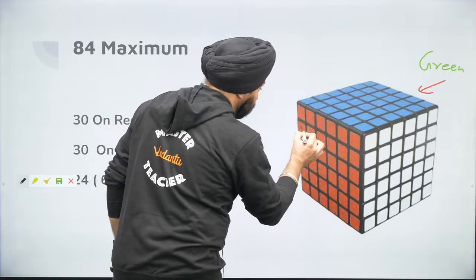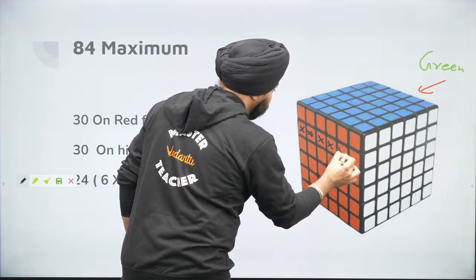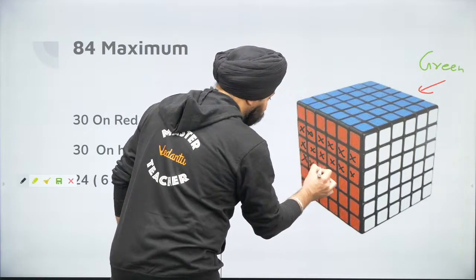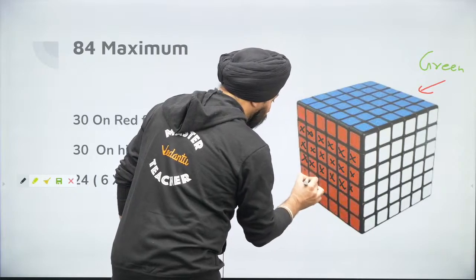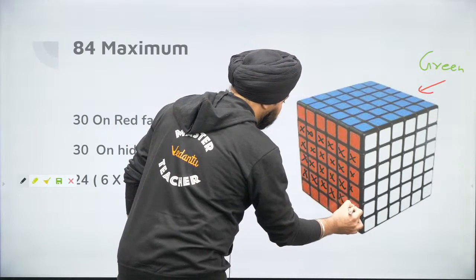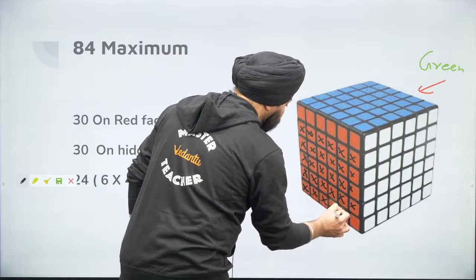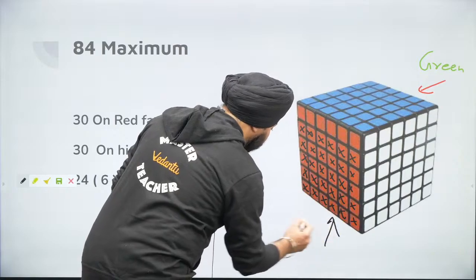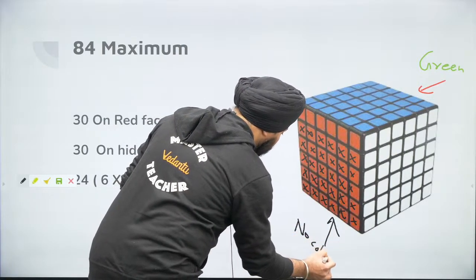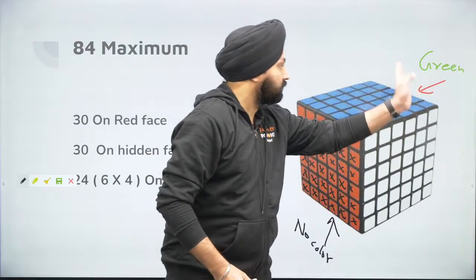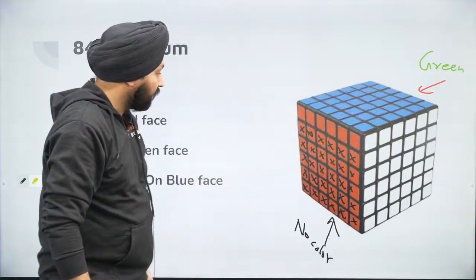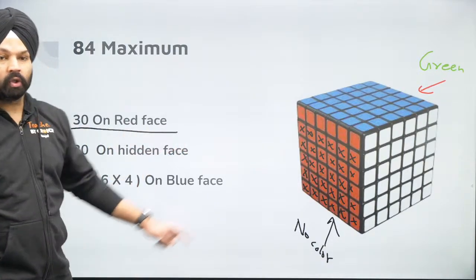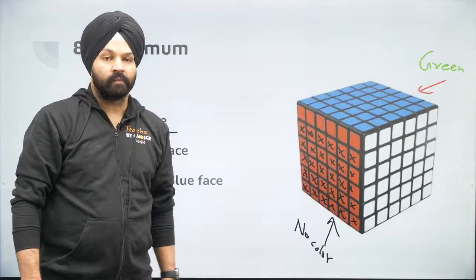So please pay attention to this. 1, 2, 3, 4, 5, 6. All these cubes have only one face painted, and that face is red in color. The bottom has no color, because there are only 3 faces. 2 are visible. The third is hidden on that side. So red has contributed how many? That is 30. 6 into 5, 30.